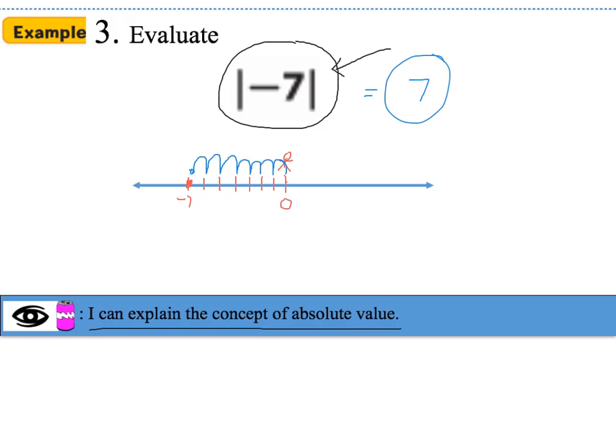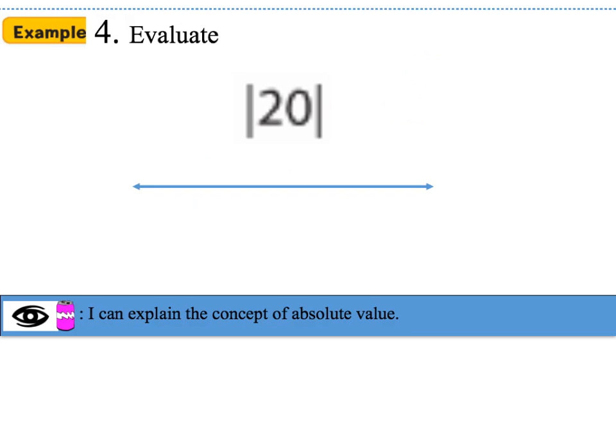So he moved 7 spaces because of that earthquake. The magnitude was considered a 7. So the absolute value of negative 7 is equal to 7. So example 4 says to evaluate and find the absolute value of positive 20. So let's go ahead and graph.